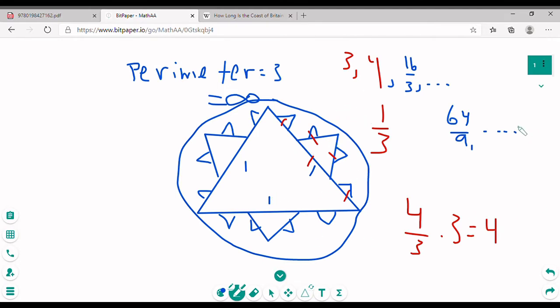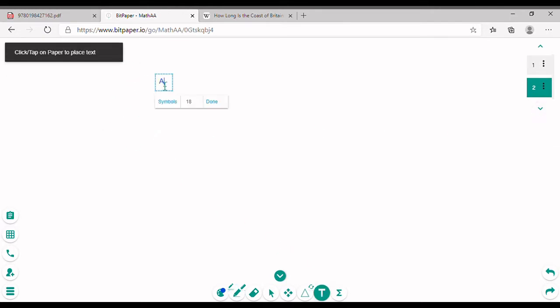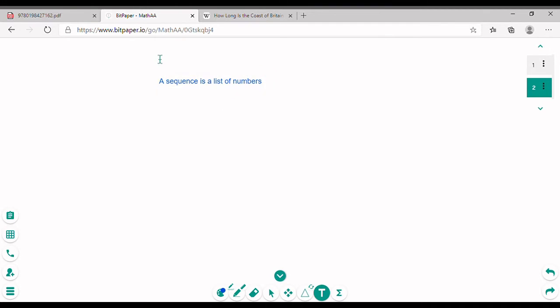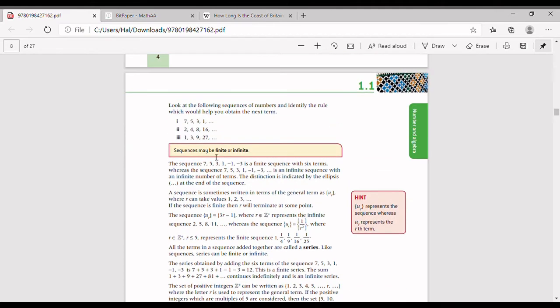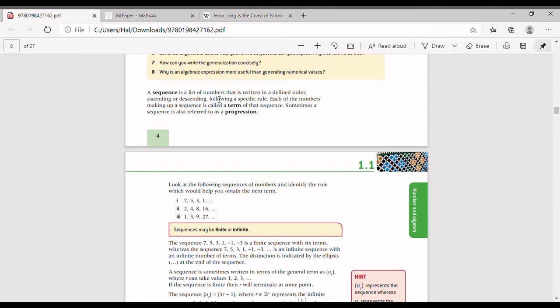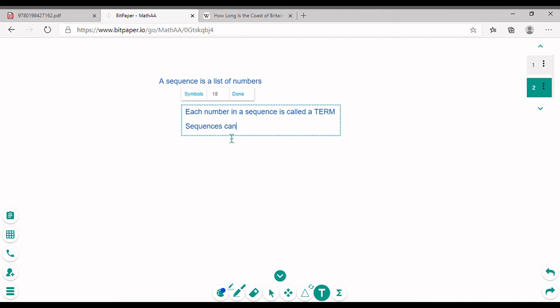So let's go to a new page. A sequence is any list of numbers. The definition the book uses of a sequence is the same thing, a list of numbers written in a defined order. Each number in a sequence is called a term. Sequences can be infinite or finite.